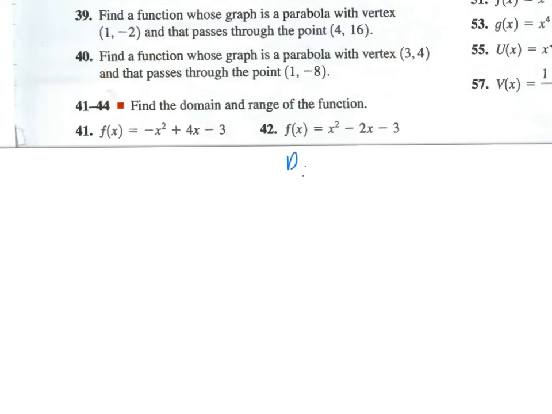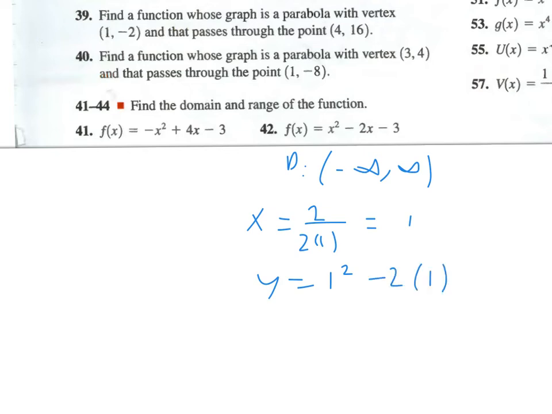All right, domain and range. We always know that the domain on all quadratics is negative infinity to infinity. The range, however, is dependent on the vertex, so I do need to find that. So x equals negative b over 2a, so that's 1. And y equals 1 squared times 2 minus 2 times 1 minus 3. I mean y equals 2 minus 2 minus 3, which would be negative 3.